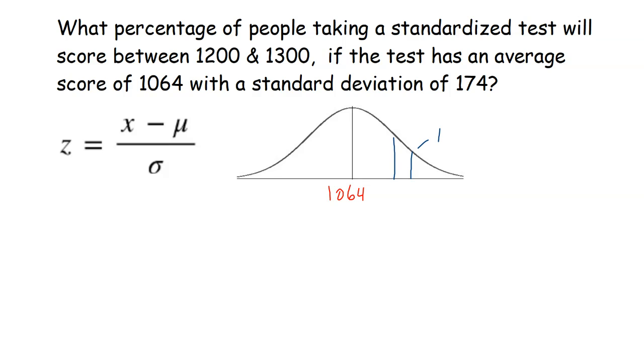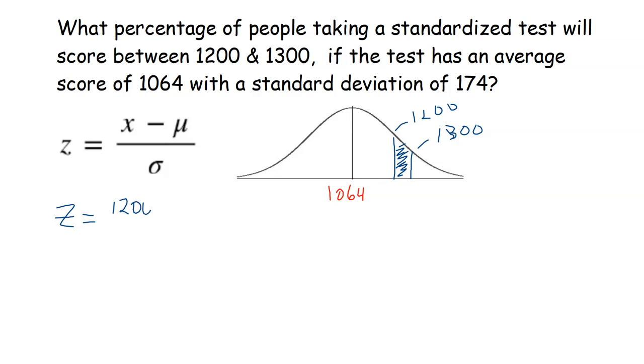So right here is 1300. Right here is 1200. So these are the scores. We're looking for this area right here in between those two scores. So what do we do? We need to find the area by using our Z table, using our Z scores for each, and subtract. So we're going to find both Z scores.